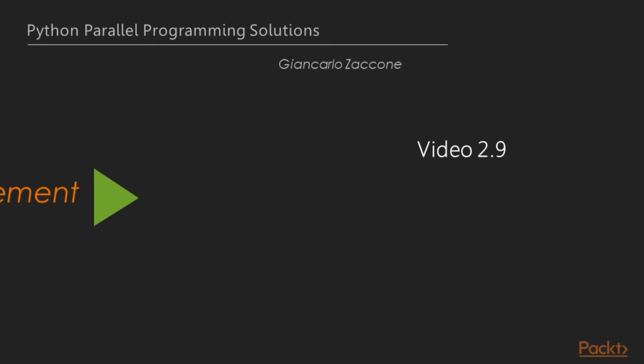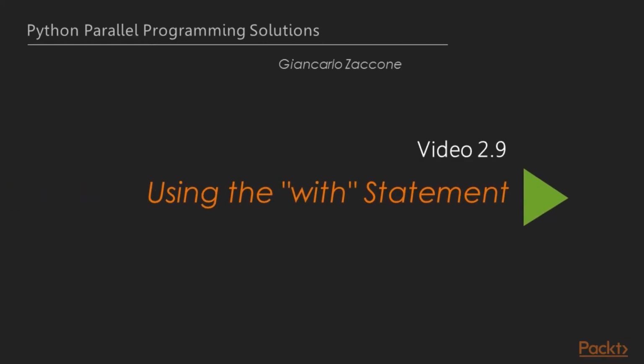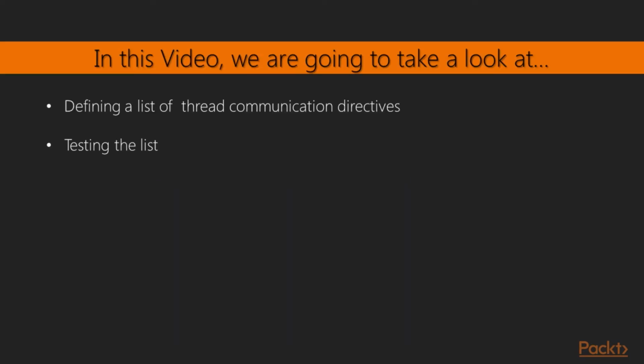In the previous video, we saw thread synchronization with event. This is the 9th video, using the with statement. In this video, we will see the use of objects such as lock, RLock, condition, and semaphore, which can be used as context managers for a with statement. We will basically test all these objects using the with statement.